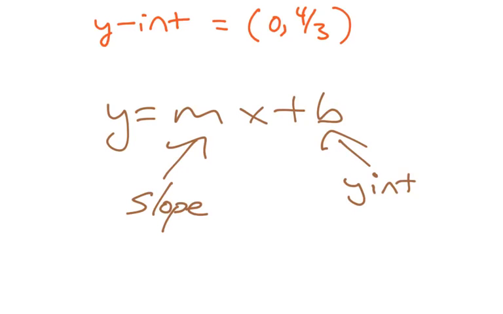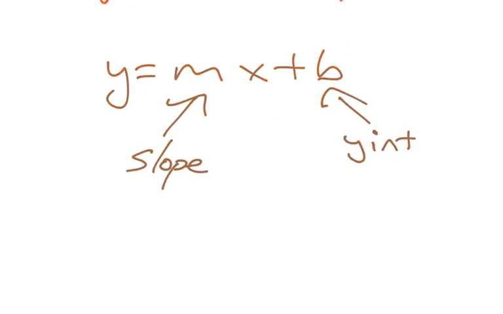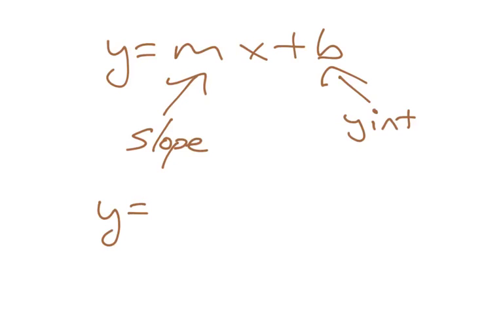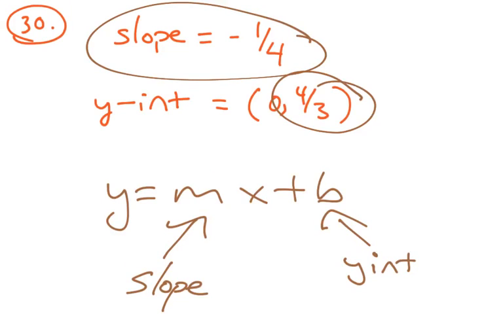Okay? So you just told me the slope is negative 1/4, right? Wait, hold on. So this is y equals negative 1/4 x plus b, and b is the y-intercept, which is that number. Okay.